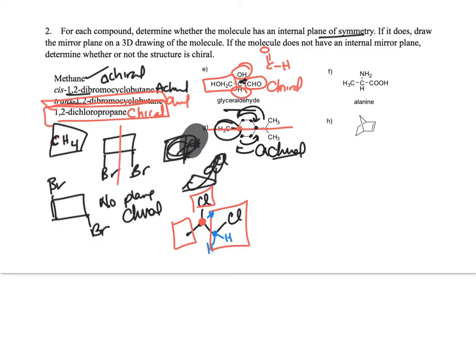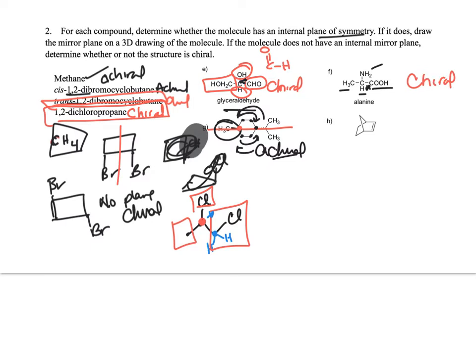This is your amino acid alanine, and so this carbon here, the central carbon, has a carboxylic acid, an amine group, a methyl, and a hydrogen, and that makes it chiral. It has an asymmetric carbon.